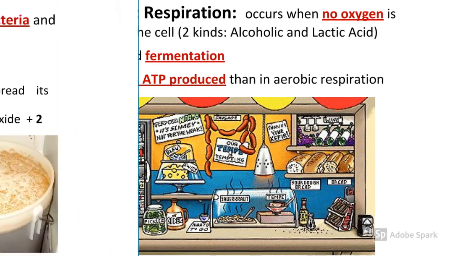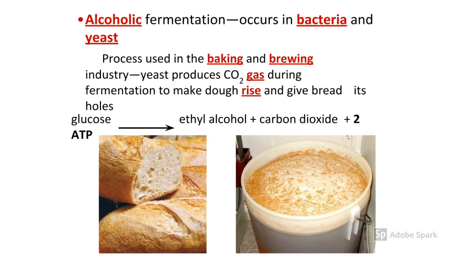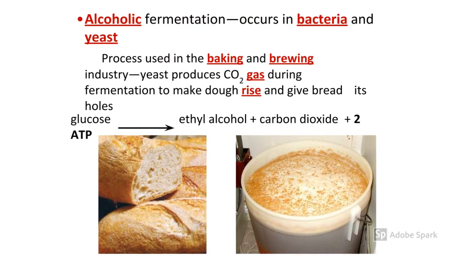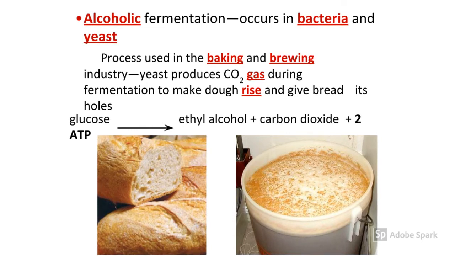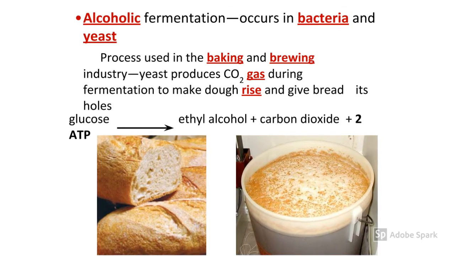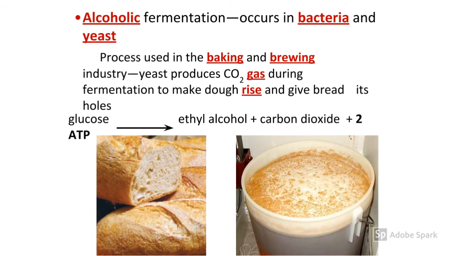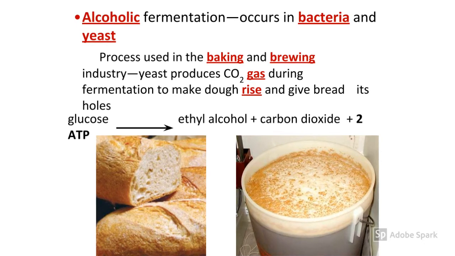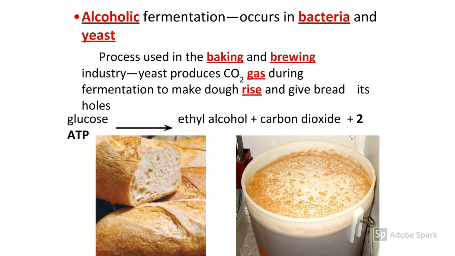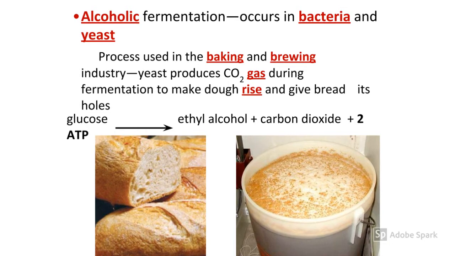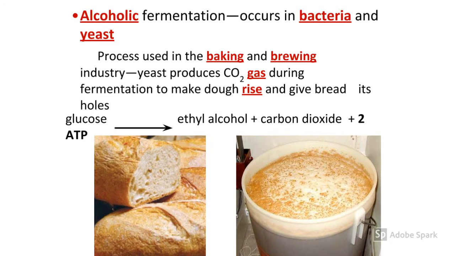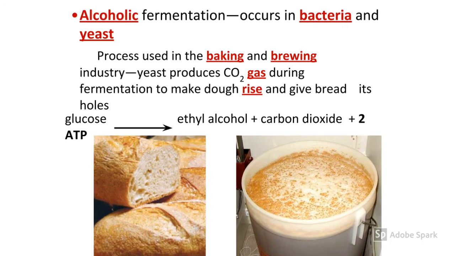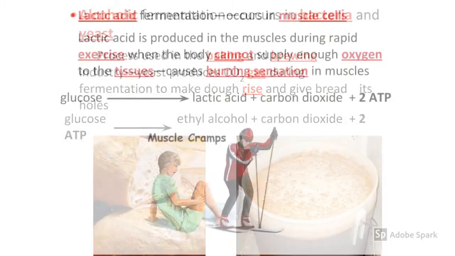aerobic respiration is. Alcoholic fermentation occurs in bacteria and yeast. In the baking and brewing industry, the yeast produces carbon dioxide gas during fermentation to make the dough rise and give bread its holey, fluffy texture. So in this case, we can see that glucose becomes ethyl alcohol plus carbon dioxide plus 2 ATP.